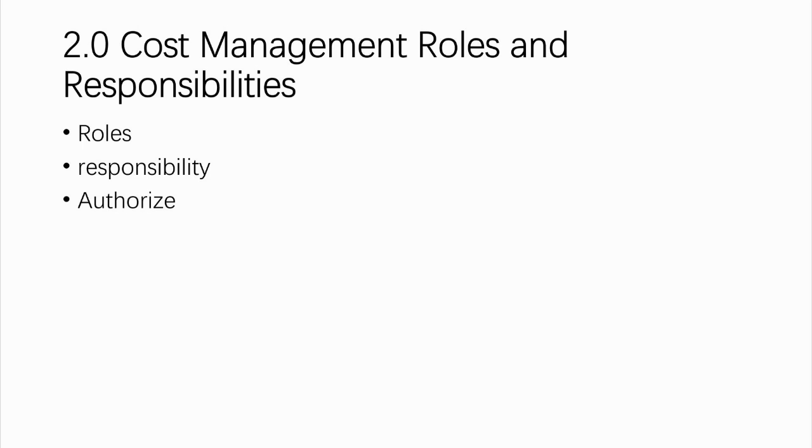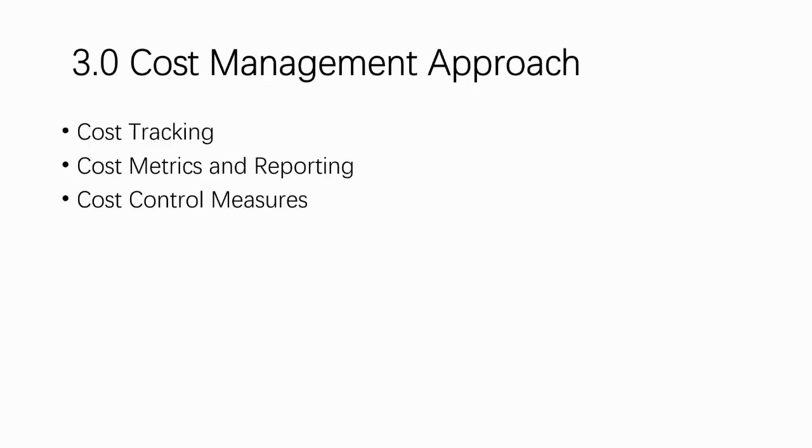The team leader needs to clearly understand the specific numbers of each project budget and the priority of the fund allocations and how to obtain the authorizations for additional funds. The third section is the cost management approach.